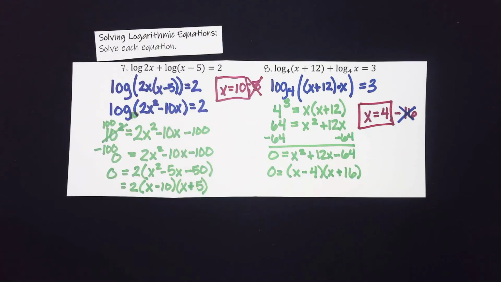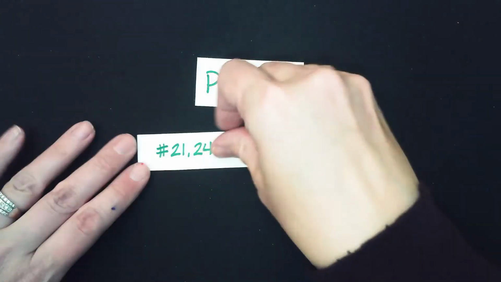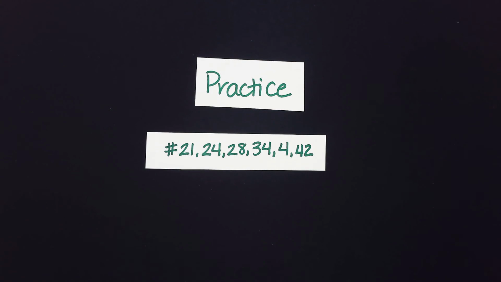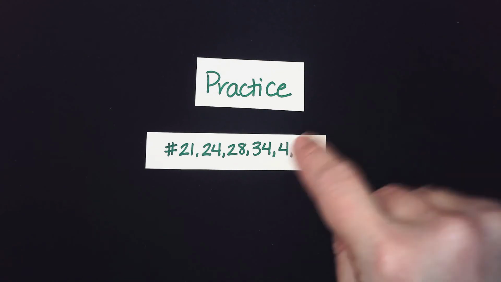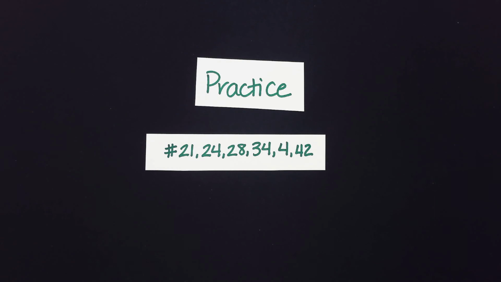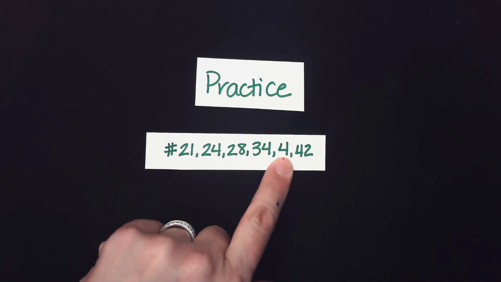Okay? So now go on to your practice and do problems numbers 21, 24, 28, 34. I think I meant to write like 41 or 40, and then 42. Let's see, that number is 41. Sorry, that should have been a 41. And there you go. And then move on to the last video, video number 3.